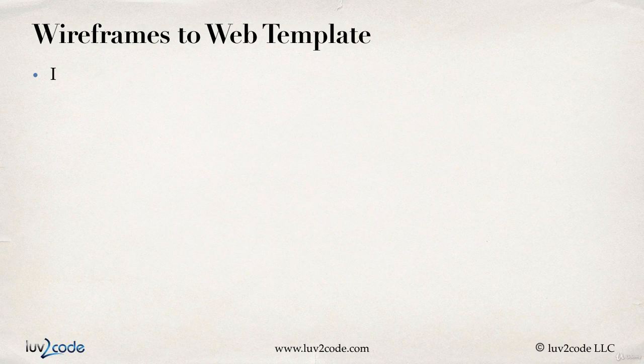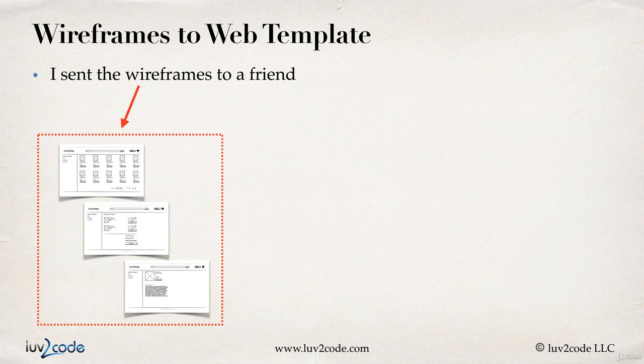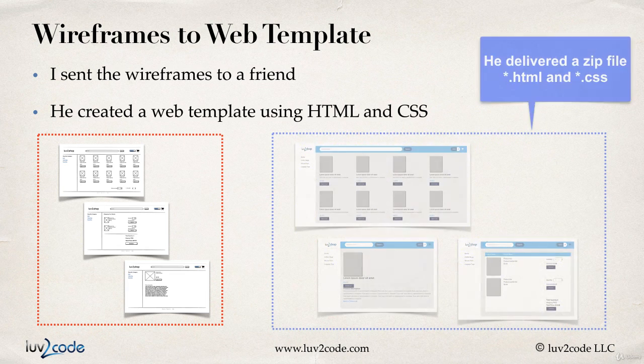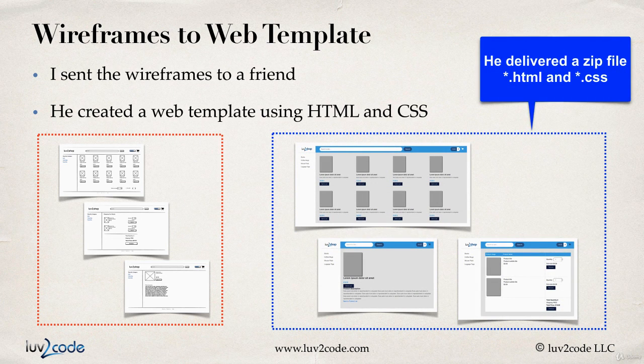Alrighty, wireframes to web templates. I sent the wireframes to a friend. These are just my wireframe mockups. He took that information and created a web template, and he delivered a zip file that had .html files and CSS. This is just a collection of pages that show the layout. It's dummy data. There's no real database integration, just standalone HTML pages along with supporting CSS styles.